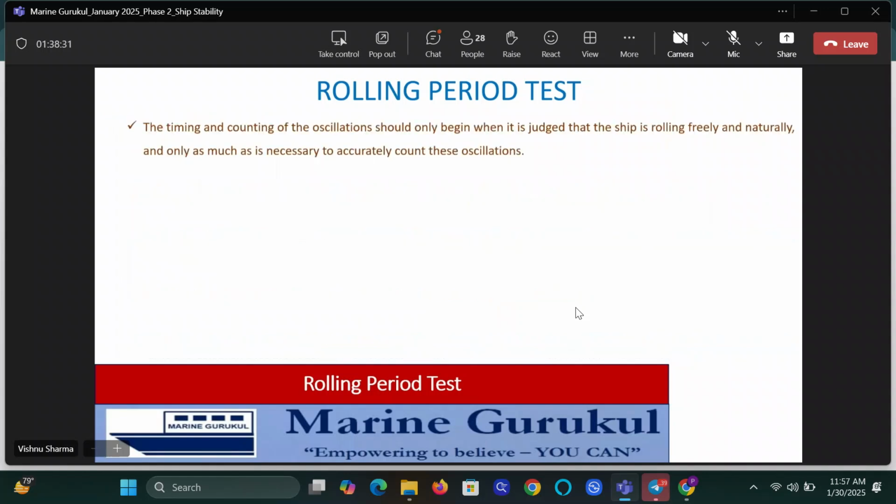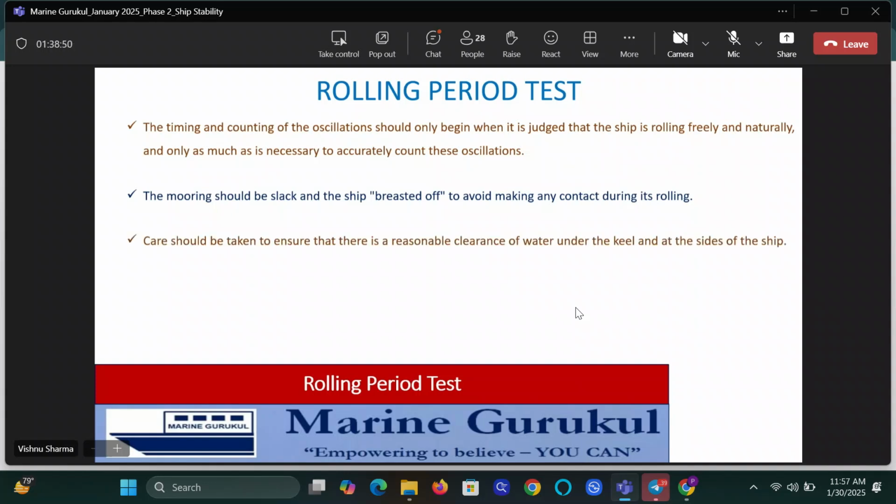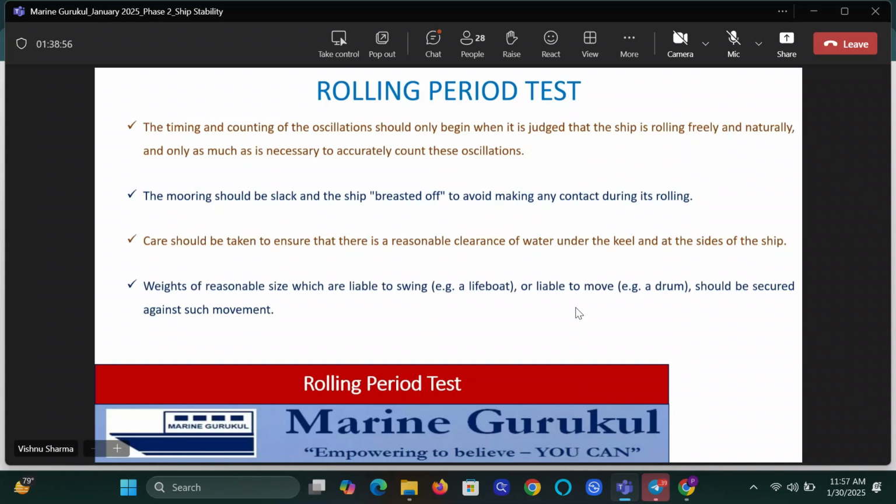The timing and counting of oscillations should only begin when the ship is rolling freely and naturally, and only as much as necessary to accurately count these oscillations. The mooring lines, if you're doing it at berth, should be slack and the ship breasted off to avoid making contact during its rolling. Care should be taken that there is sufficient UKC to allow the vessel to roll freely. It should not start touching the bottom.